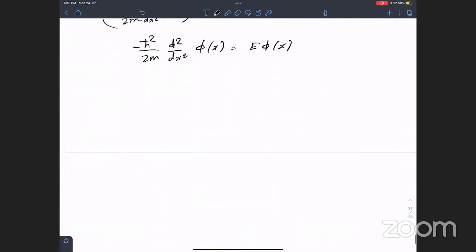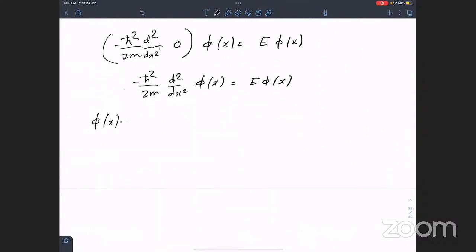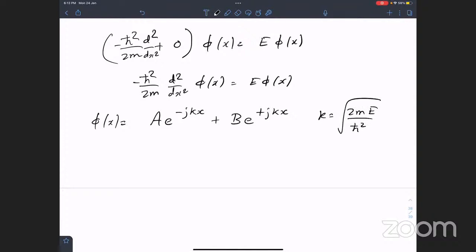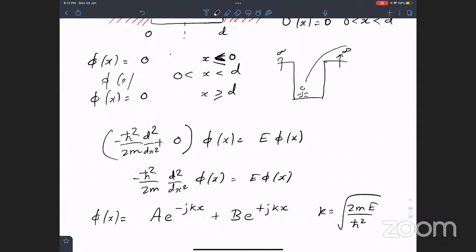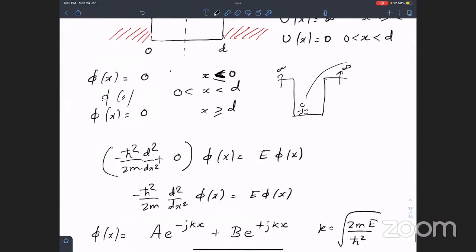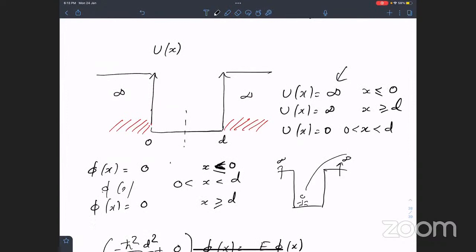So I can write that the solution must be of the form A into e to the power minus jkx plus B into e to the power plus jkx, where k is root of 2mE by h bar squared. We don't know exactly yet what values of energy are allowed. We know that inside this region it should satisfy this equation, but A and B are right now undetermined constants, and we have to determine them, right? How do we determine them? We have to apply boundary conditions. What are the boundary conditions?